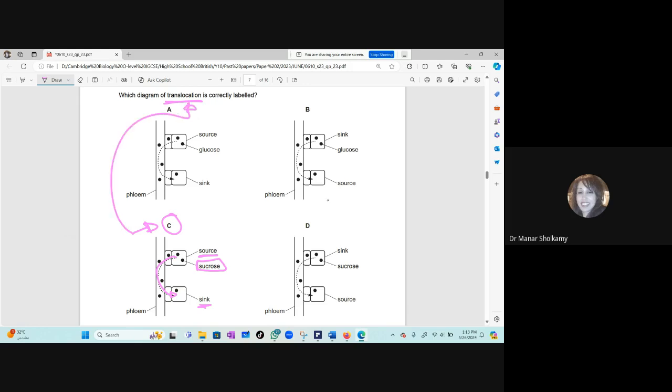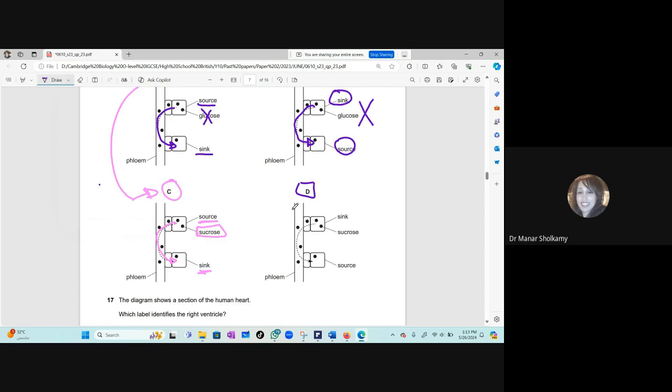A is wrong. Why is A wrong? Let me change color. A is wrong because the arrow is correct. It is showing you that it is moving from the source to the sink, but it is not glucose. It is sucrose. B is also wrong because the arrow is incorrect. The arrow is showing you that the movement is taking place from the sink to the source. So this is wrong. D is wrong. Why is D wrong? Because again, the arrow is showing you that the movement is from the sink to the source, which is wrong. So the only correct answer is C.